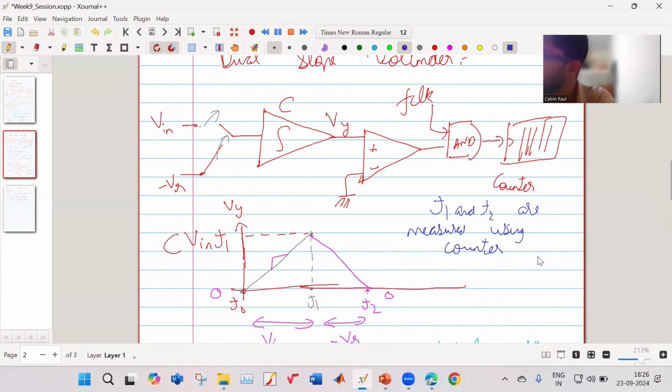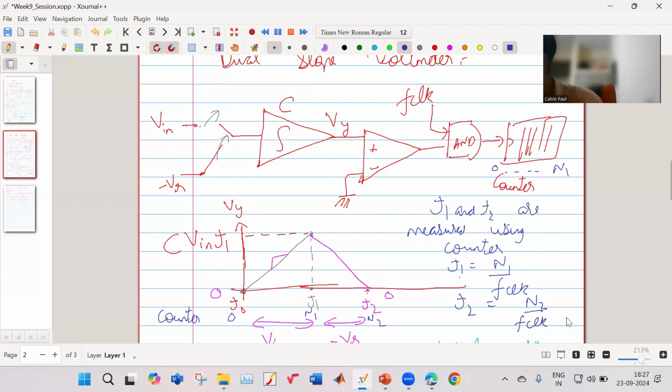Okay. So this T1 is equal to N1 upon f clock. So your counter started from 0, and then after time T1, it reaches N1. Here the counter value was 0, now it reached N1. Here it reached N2. And what is T2? T2 is equal to N2 upon f clock.